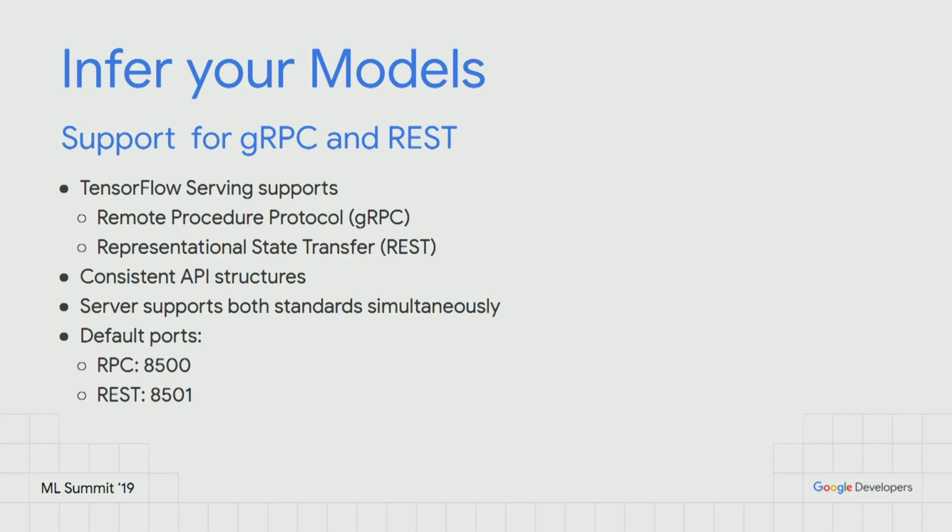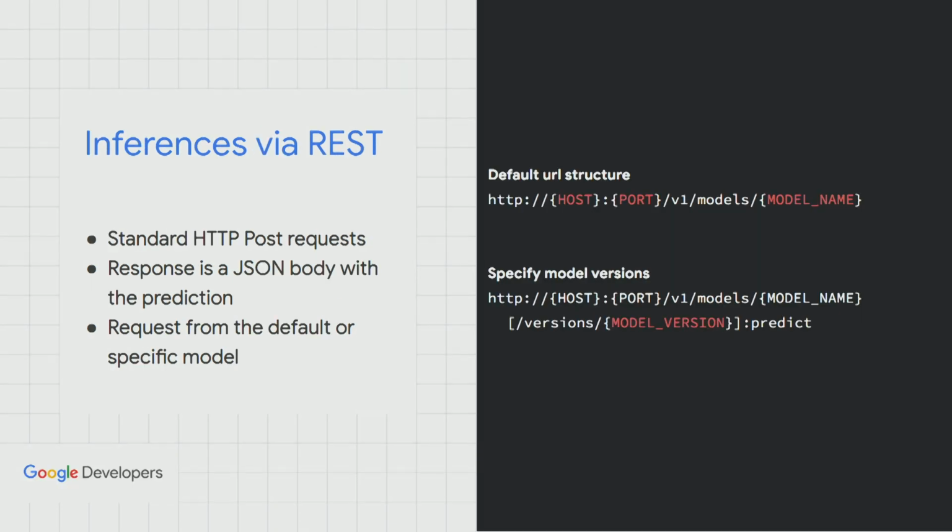So now with everything being set up, let's talk about how you can actually infer your models. And you have two options there. As we saw at the beginning when the server came up, you have two ports. You have 8500 and you have 8501. The first port is for the RPC protocol, and the second port is for a standard called REST. And here I'm going to show you a couple examples how you can infer on the REST side.